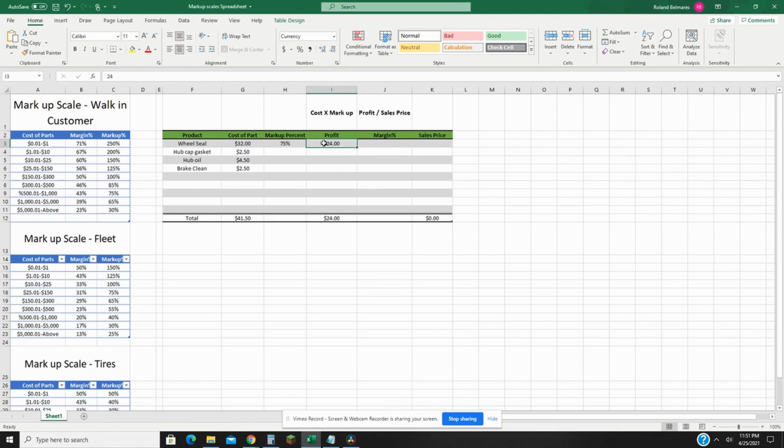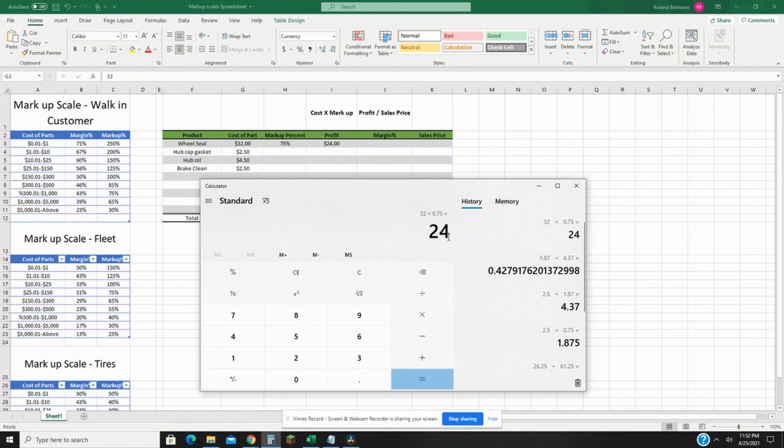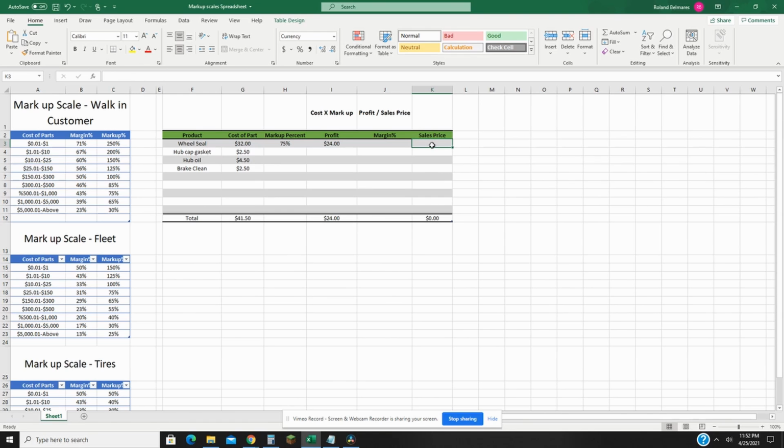So now we're going to add our profit, what we're going to charge, and our cost. $24 plus $32, because that's what we paid for that wheel seal. $56 is how much we're going to sell it for. So we got our sell price, $56. Bam. That's how much we're selling this part for. That's how you make money off of your parts.